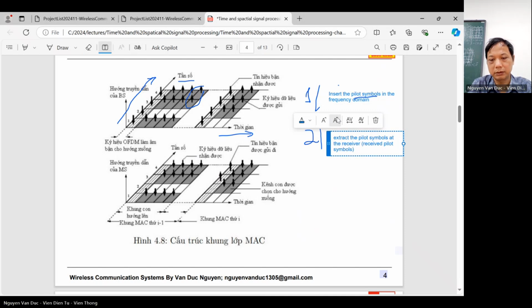Also in the frequency domain. So all the concepts we are discussing here are in the frequency domain. So if you want to work in the frequency domain, you need to transform the signal from the time to the frequency domain using the Fourier transform. Yeah. So that's the second step.